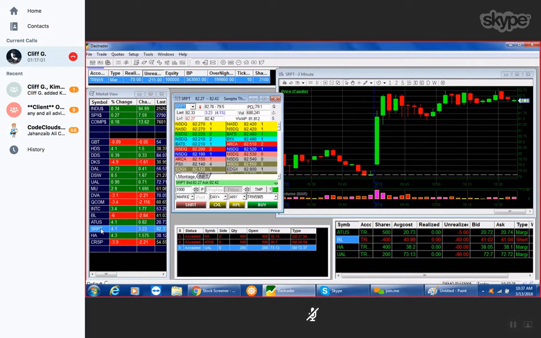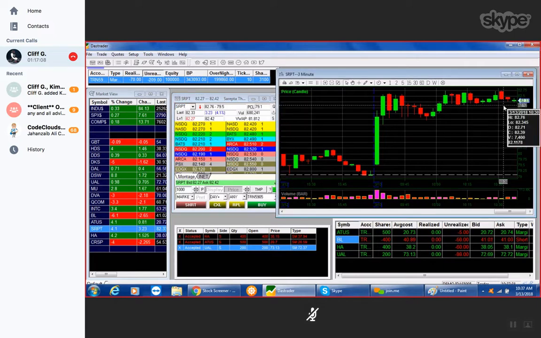SRPT, sideways moving quarter chart, never made a new high. Yes, there might be support here. Yes, but there's also resistance here. So I don't know what to do with that.